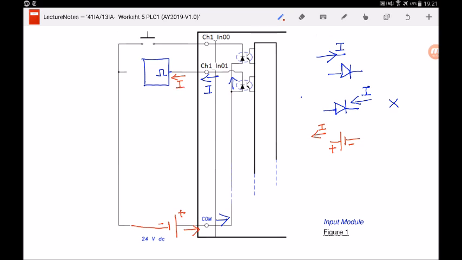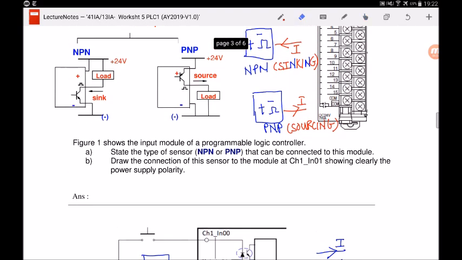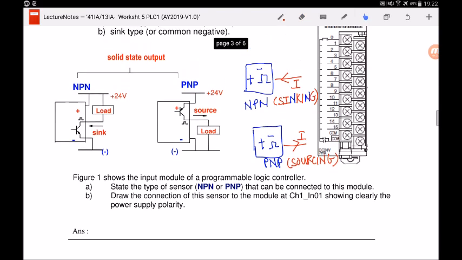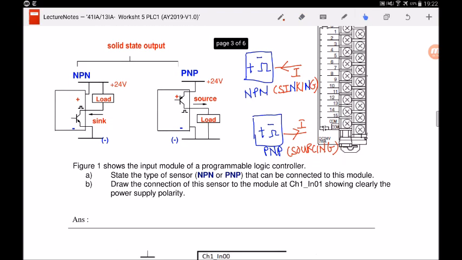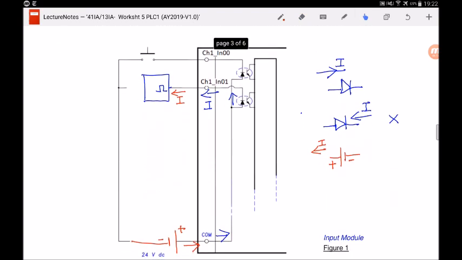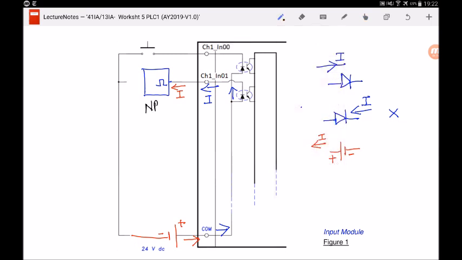what type of sensor is this? Well, previously, I have learned that if current flows into the sensor, it is an NPN sensor, as you can see over here. So it has to be an NPN sensor because current is flowing into the sensor. So I will first label this. This is an NPN sensor because current is flowing into the sensor. It's a sinking sensor. And how do I connect my plus and minus?